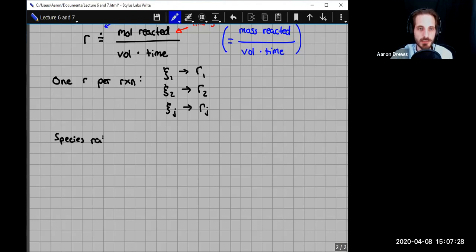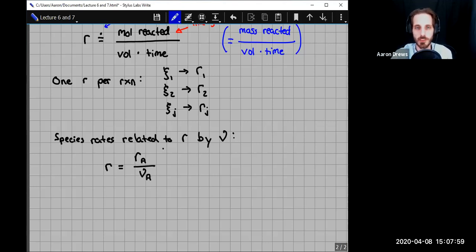the rates of species are related to the R with no subscript by the stoichiometric coefficients. And this is a form you may have seen in chemistry. So the plain old R, the rate of the reaction, is related to the species rates as given by R with a subscript with a letter, divided by the stoichiometric coefficient for that particular species in that particular reaction.